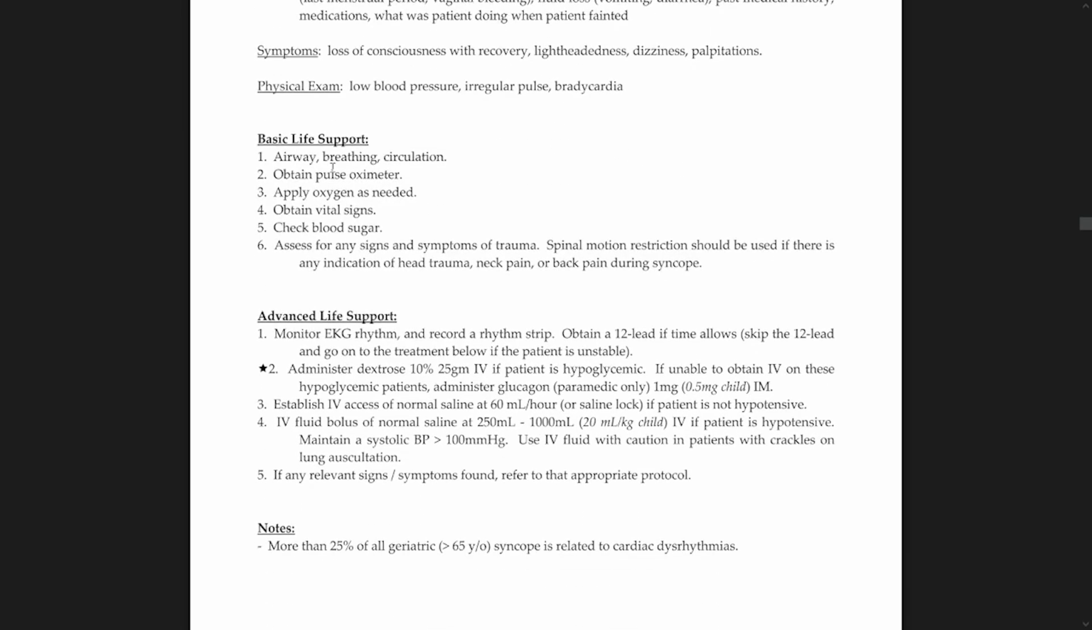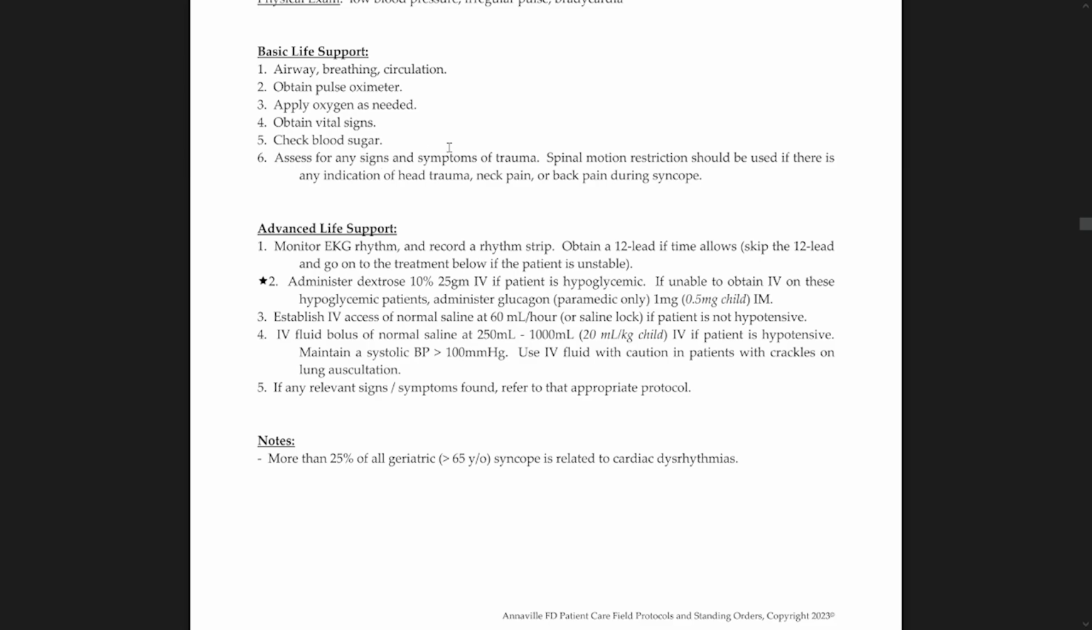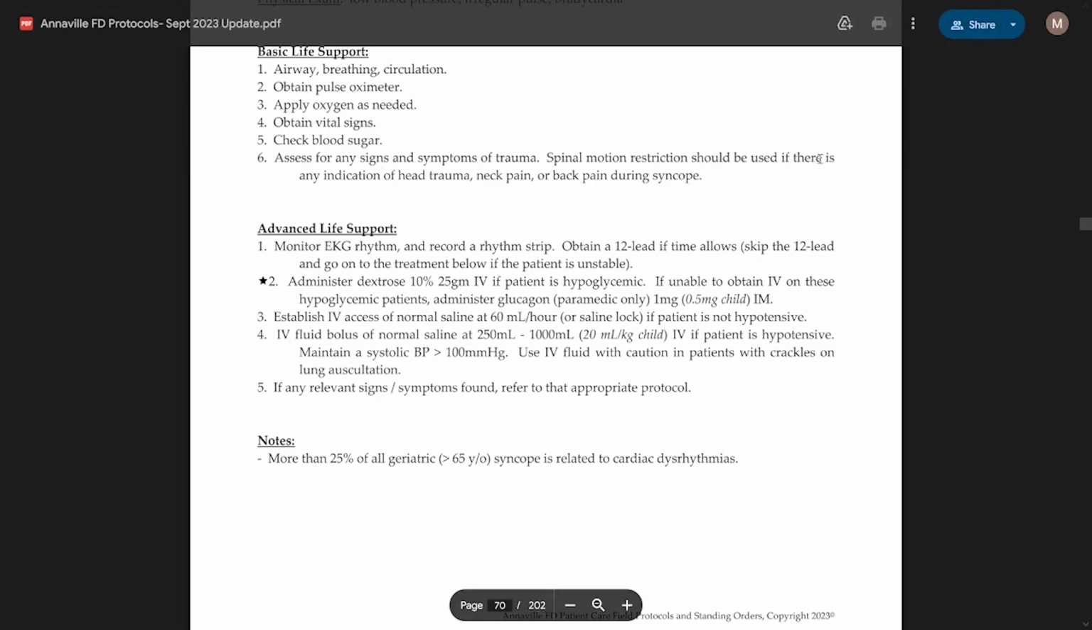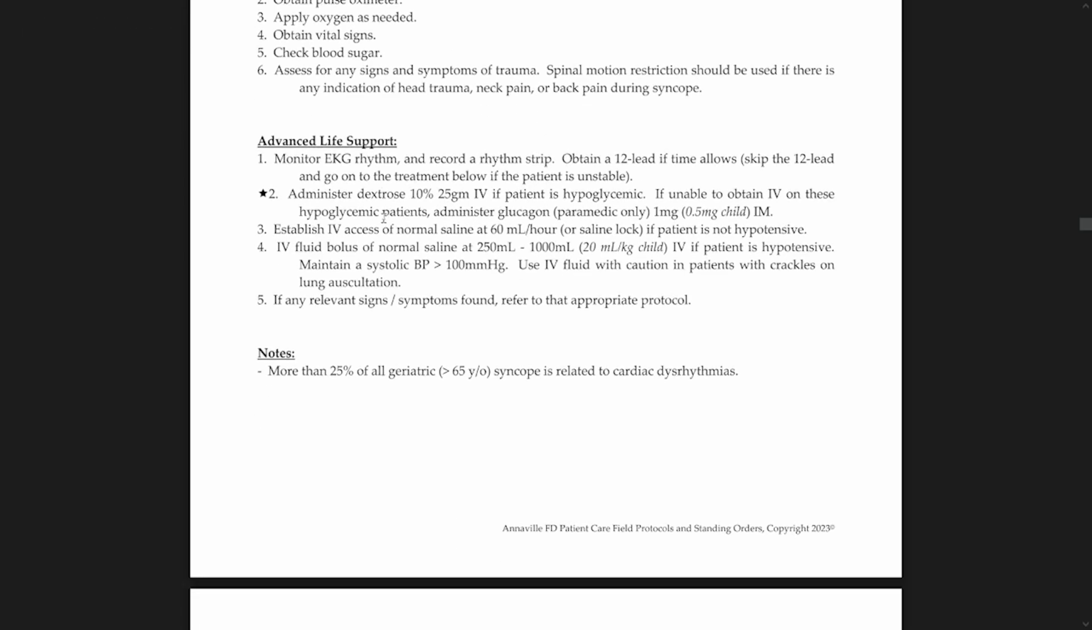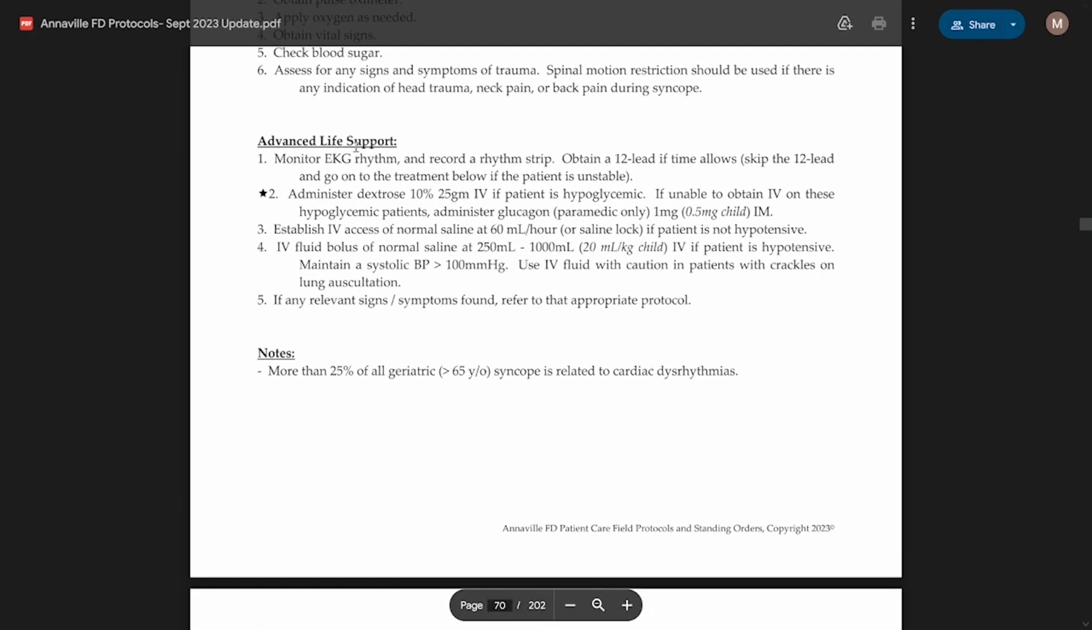For BLS, make sure you're checking their ABCs, get a SpO2 on them, apply oxygen as needed, check their vital signs, check their blood glucose levels, and assess for any signs of trauma. Spinal motion restriction should be used if there is any indication of head trauma, neck pain, or back pain during syncope. For ALS, or advanced life support, monitor a 12-lead and record a rhythm strip.